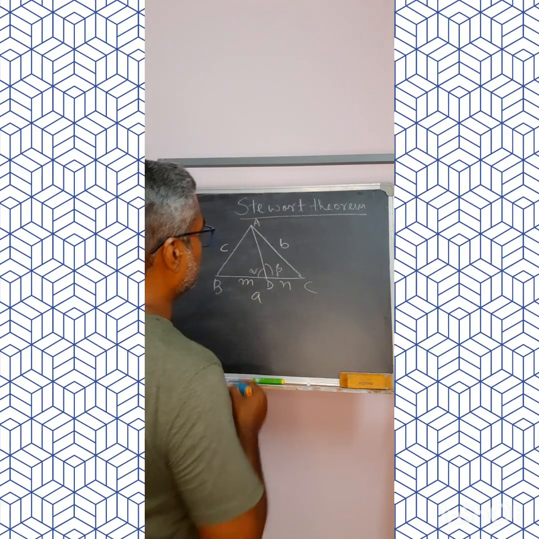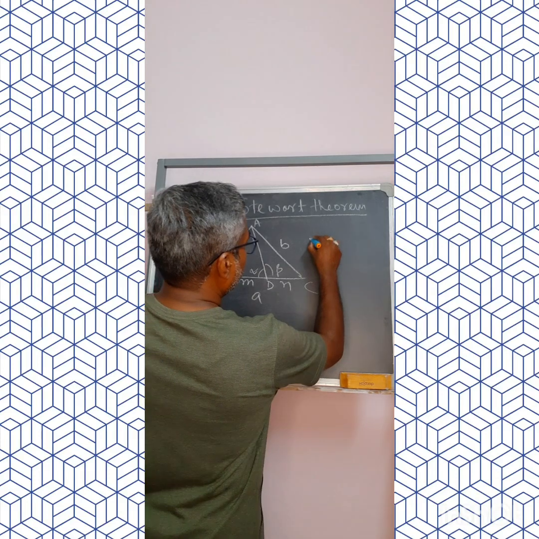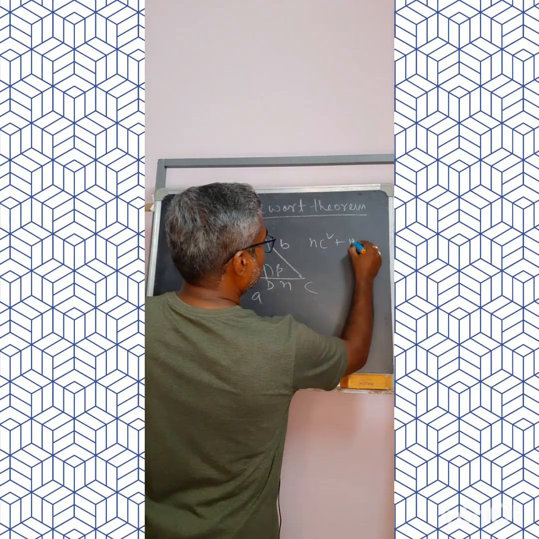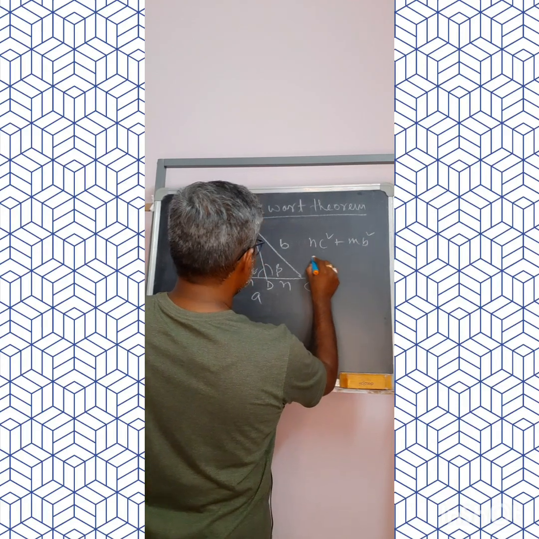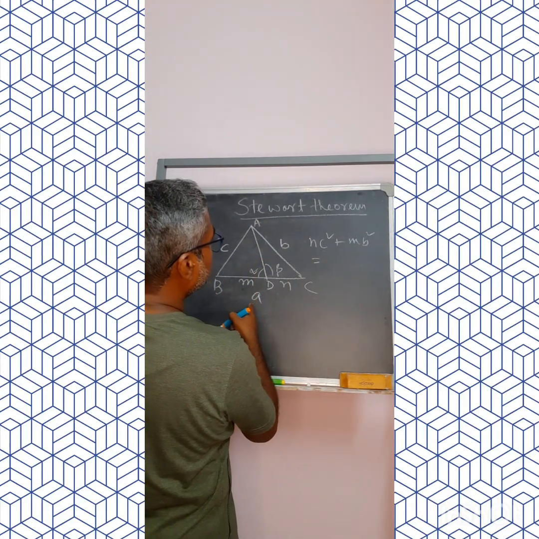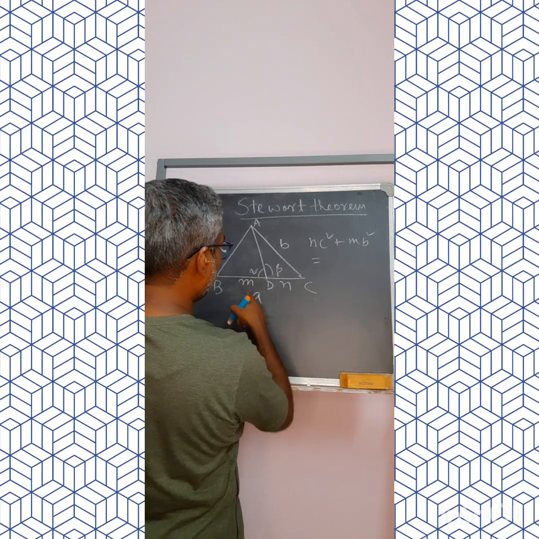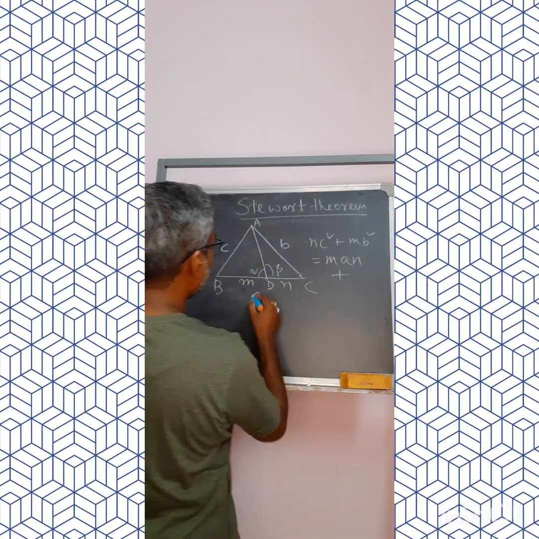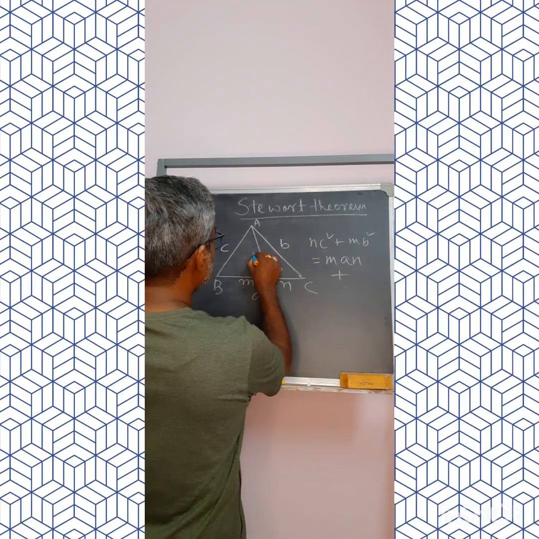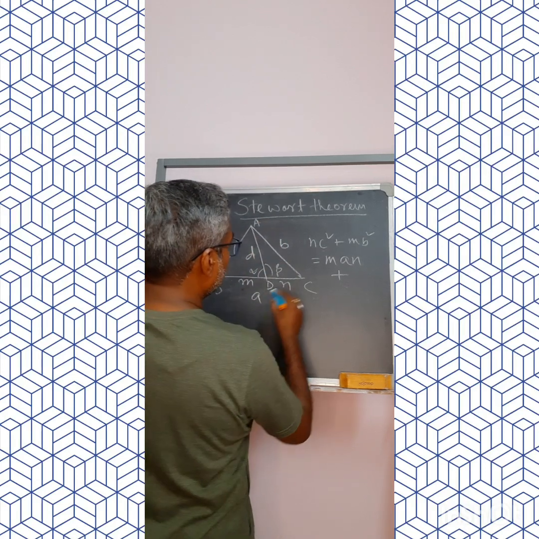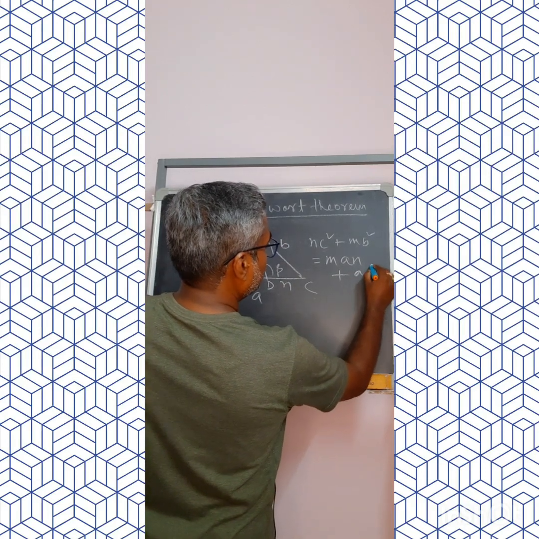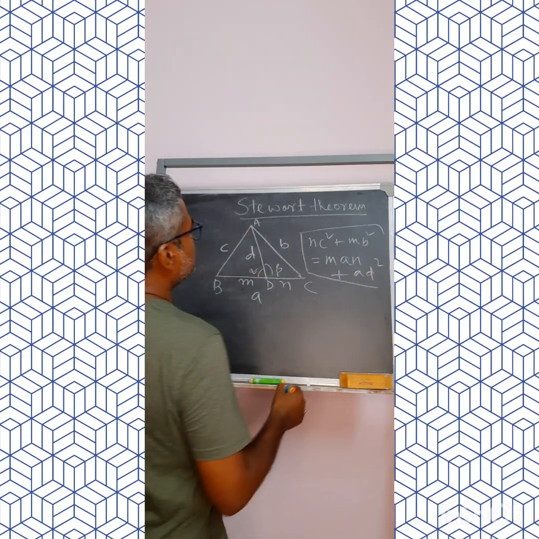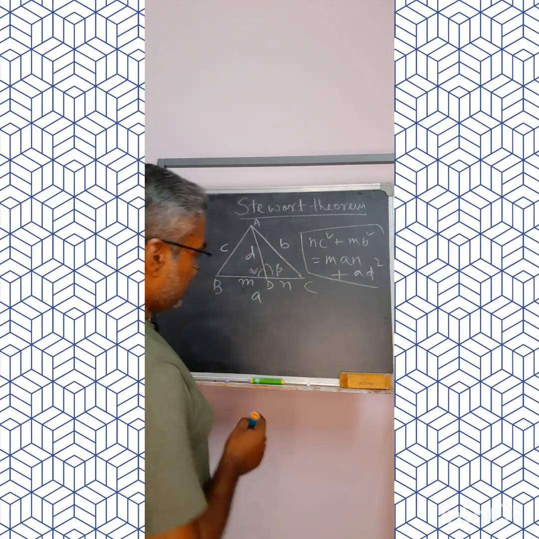Then with this construction you have to prove that n c square plus m b square is equal to a times m n plus a d square, sorry, this line is d. So if this can be proved, this is a theorem called Stewart's theorem.